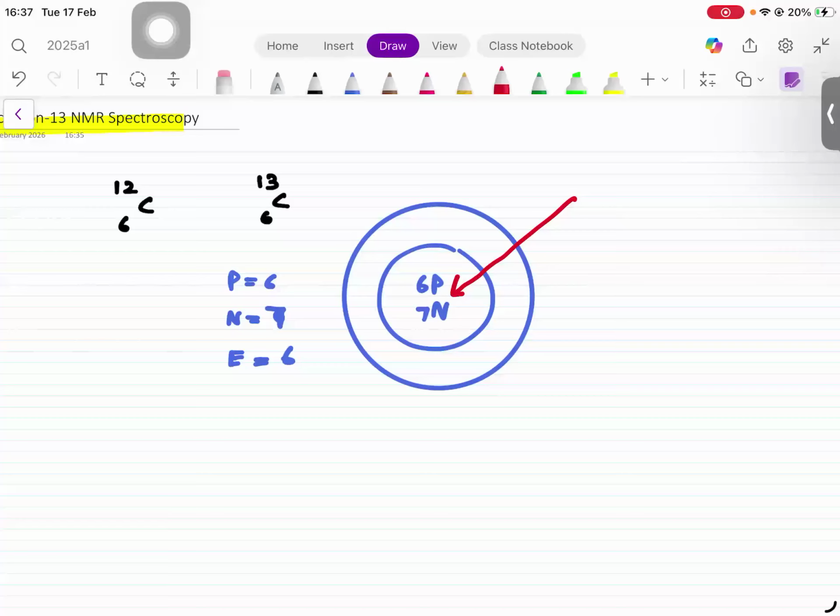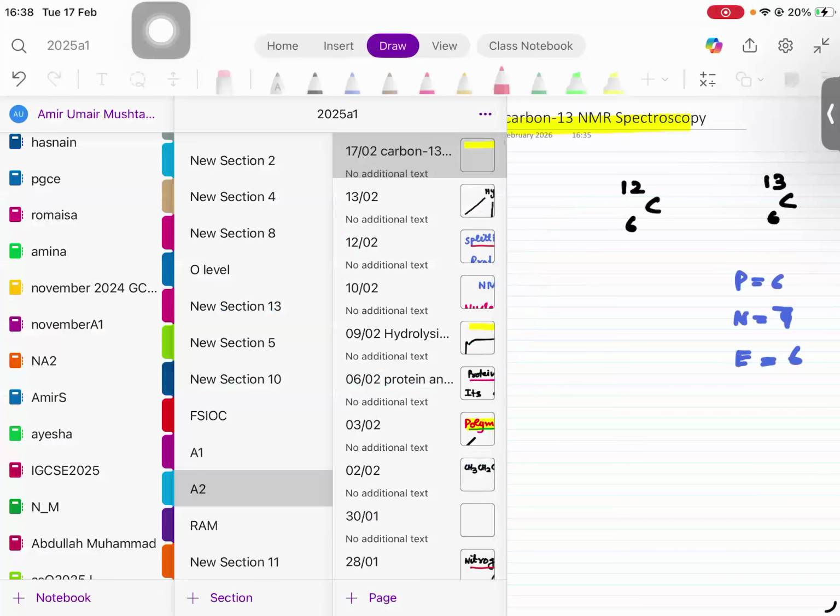So in short, what I'm trying to say is, just as in proton NMR the peaks came because of hydrogen, here the peaks will come because of carbon. And as I said, the different chemical environment for the carbon will contribute to different peaks. So every carbon has a different peak. And all those carbons which are in the same chemical environment will contribute to one peak.